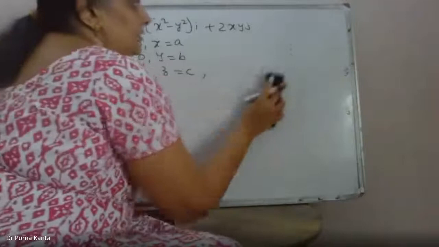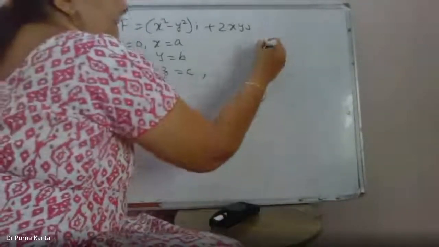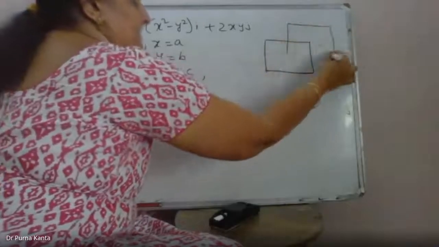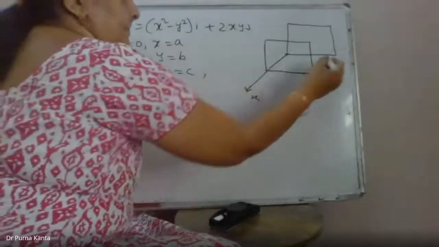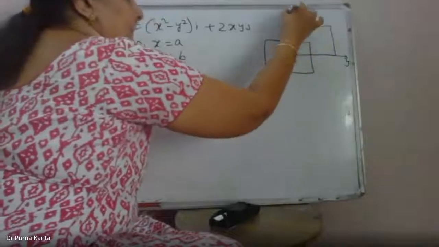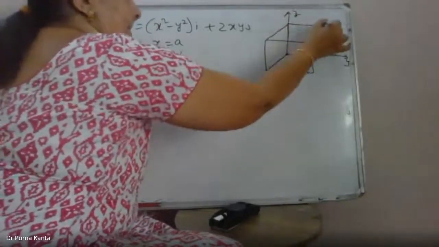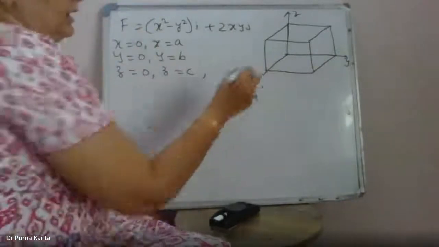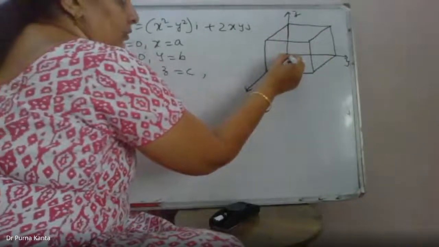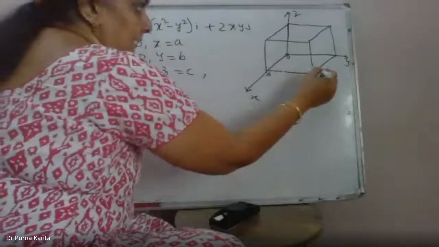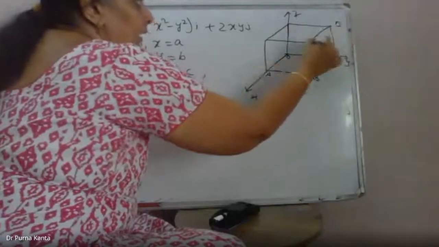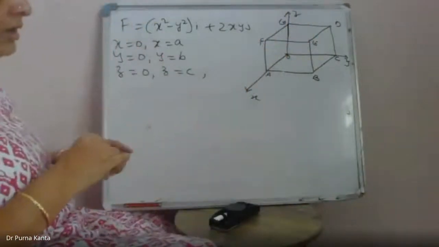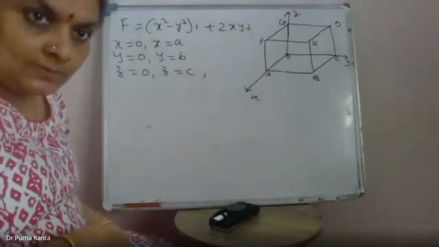Now, box first. This is the upper diagram. So this is actually the box given. I will just name the corners also: O, A, B, C, D, E, F, G. Now, can you identify all the 6 faces of this box?